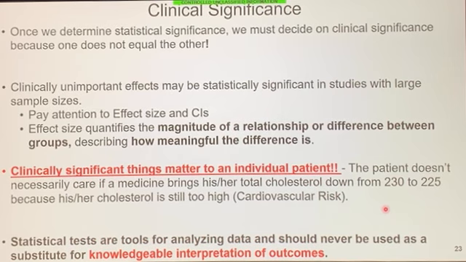Anything that's not below 200, in this case, any drug that lowers it but not below 200, might be statistically significant, but it's not clinically significant to the patient, because they are still at risk for a cardiovascular event. Does that make sense? Any questions about that?